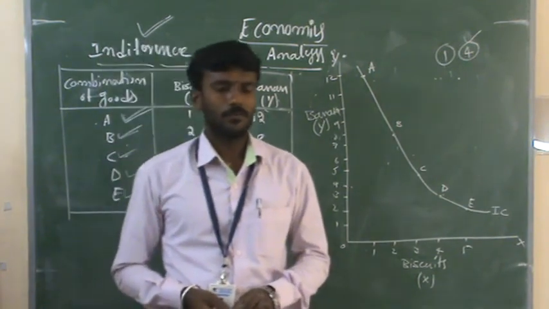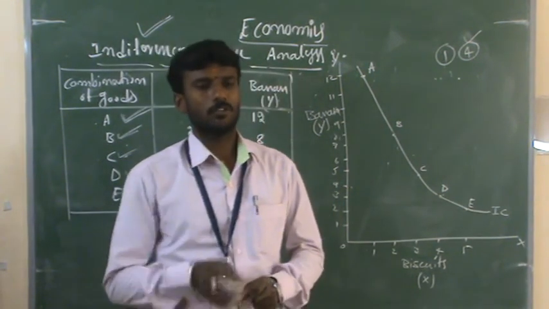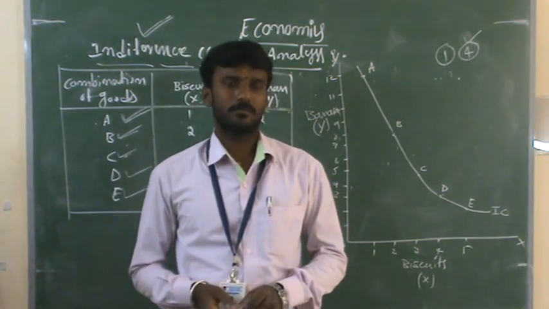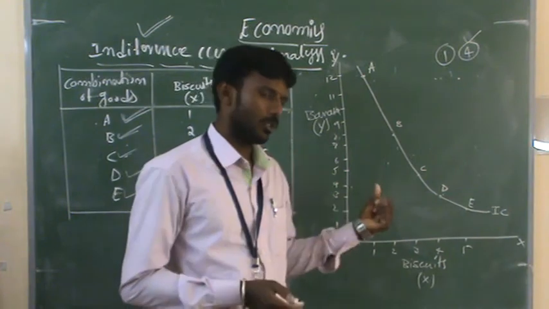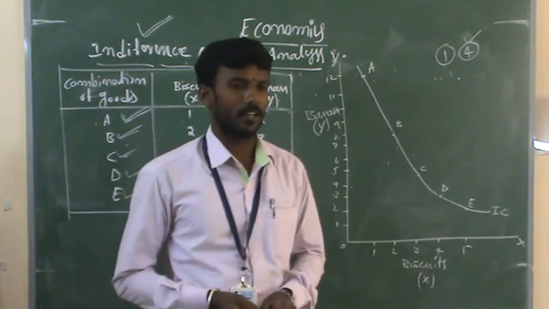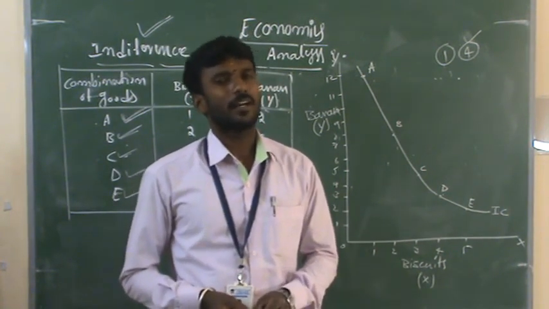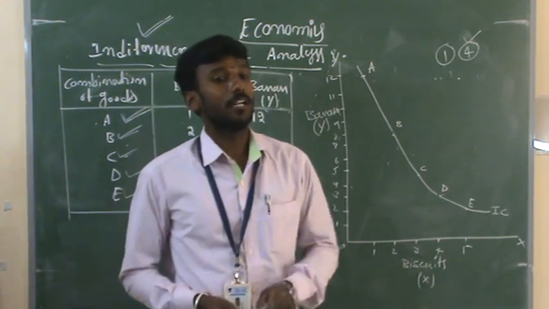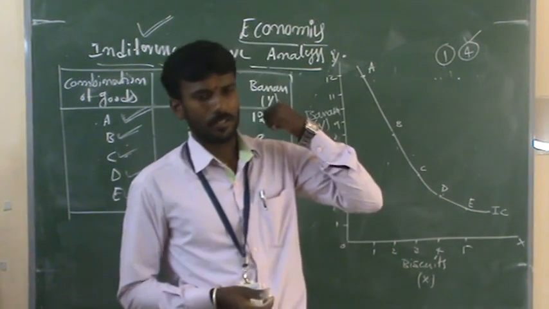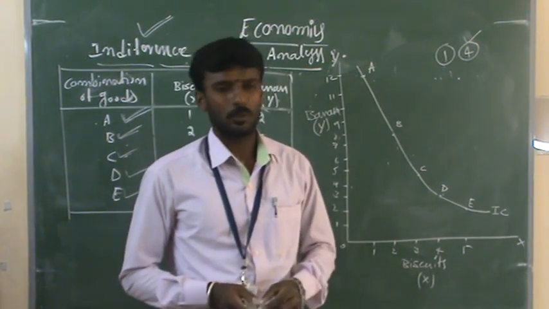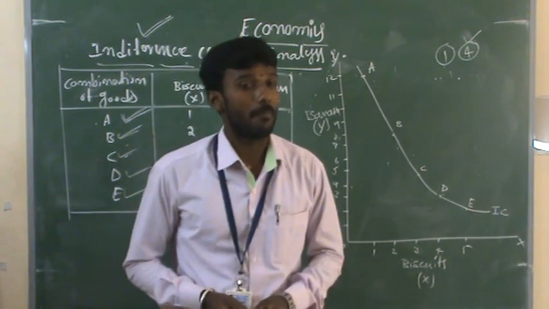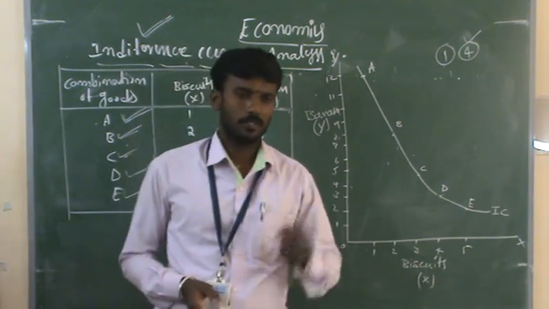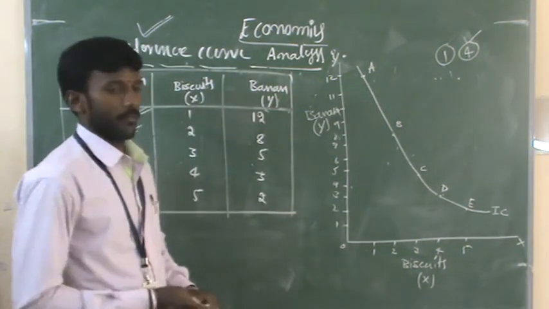In the next class, we are going to study the simple concepts of MRS and monotonic preferences. Then after that, the indifference map. This is the indifference curve; in later classes we are going to study the indifference map. Okay? So I think all of you understood the concept of the indifference curve.